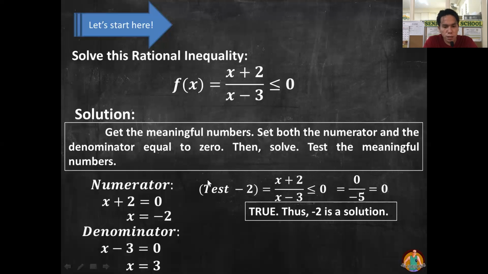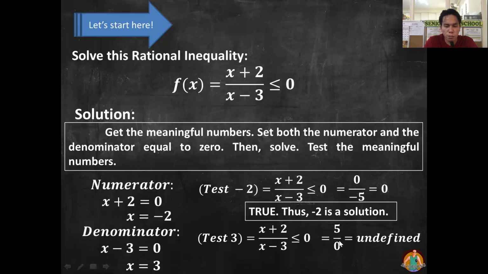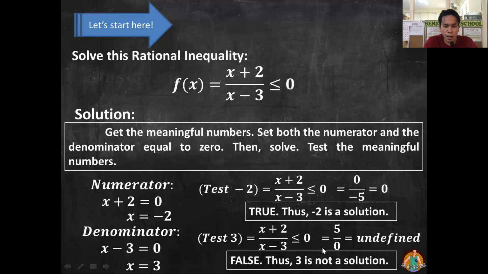Okay, next, let's test naman for positive 3. So test for positive 3. So yung x, papalitan natin ng 3. So 3 plus 2 is 5. 3 minus 3 is 0. So we'll have the denominator equal to 0. So 5 divided by 0 is undefined. So if it is undefined, therefore, it is false. So thus, 3 is not a solution. So meron na tayong meaningful numbers which are negative 2 and 3, at na-test na rin natin siya at nalaman natin na only negative 2 is part of the solution. Okay, so we'll now proceed to step 3.